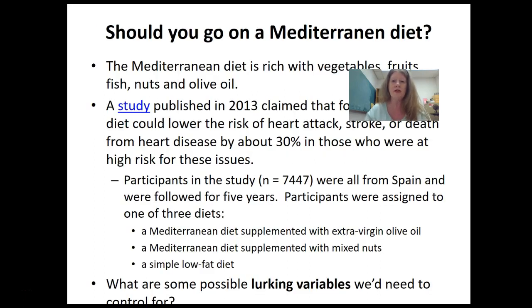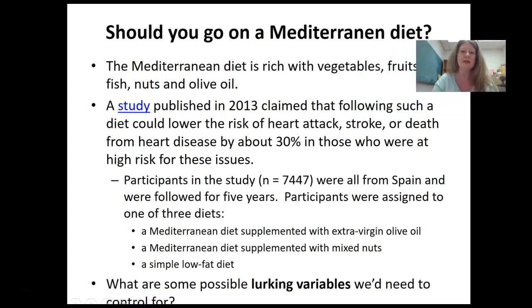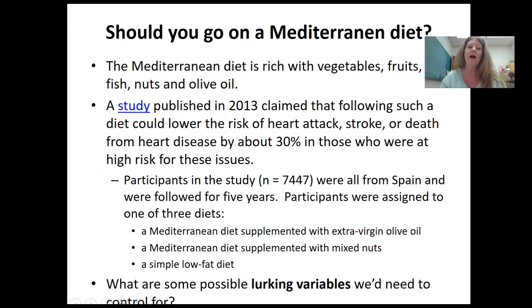So how do you actually go about doing this? I didn't mean to show everything on this slide right away, but let me just tell you about a particular study. So some of you, again, maybe like to eat healthy, like to try different types of diets. So there's a Mediterranean diet out there. And if you're not familiar with it, it's a diet that's rich with vegetables, fruits, fish, nuts, and olive oil, as you see in the first bullet point here.